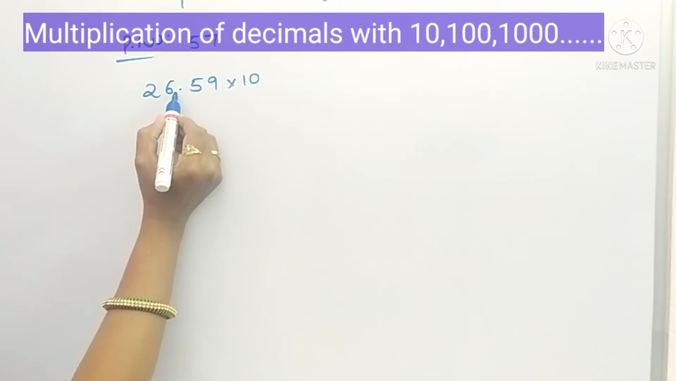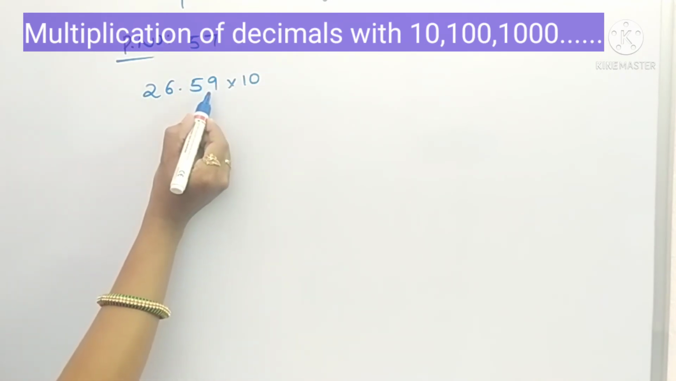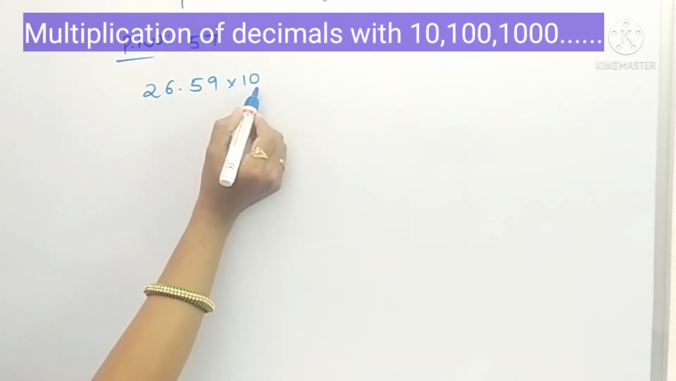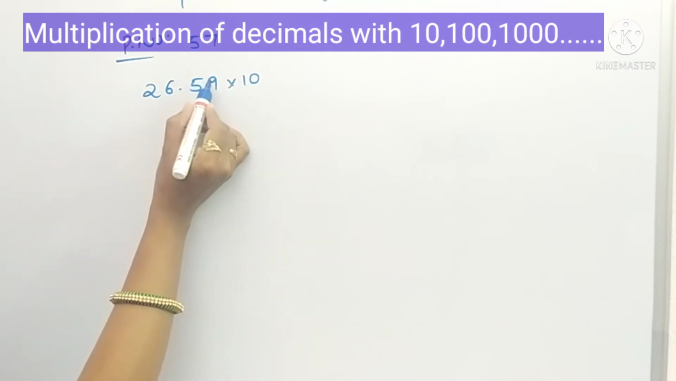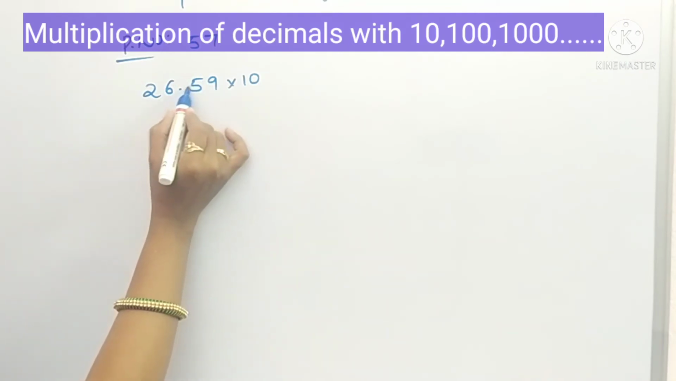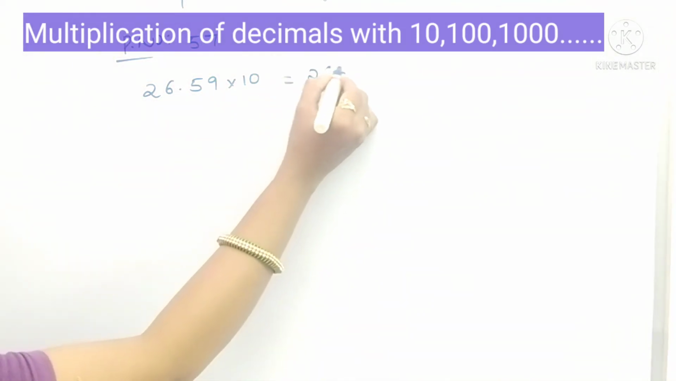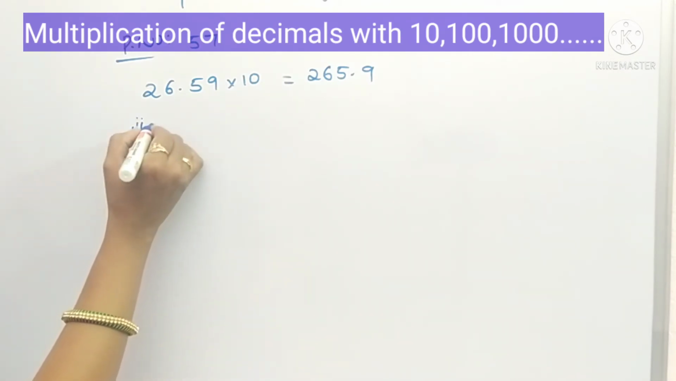So now this decimal point moves right 1 digit. How many digits? How many zeros are there? 1. So 1 digit after right side this decimal point moves. So this is 265.9. Okay, are you getting my point?